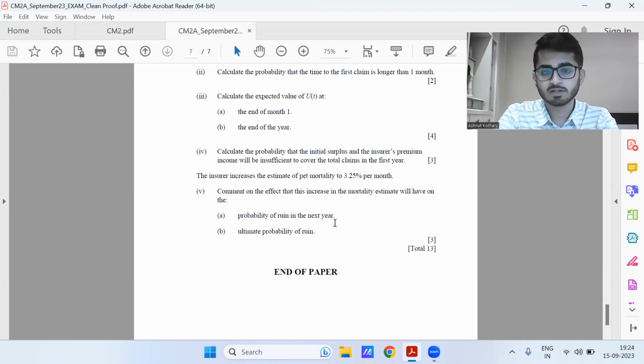So this would increase. As for the ultimate probability of ruin, I don't think it should materially change, because in the end, everyone needs to die. Just that when you increase the mortality rates, they are going to die a bit more quickly. That is one way to look at it. So your ultimate probability of ruin, you could think it remains unchanged, because it has nothing to do with the pace at which the mortality rate operates. That is one way to look at it. So this was with respect to the overall paper.